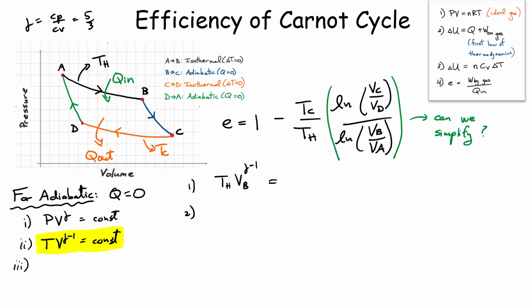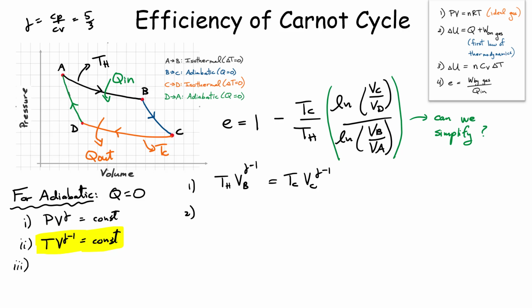That must be equal to this product here at point C, since it's a constant value. It's a different temperature over there. It's called TC, and the volume is different as well. So it's not VB. Silly me. It's VC, again to the gamma minus 1. So that's one expression.